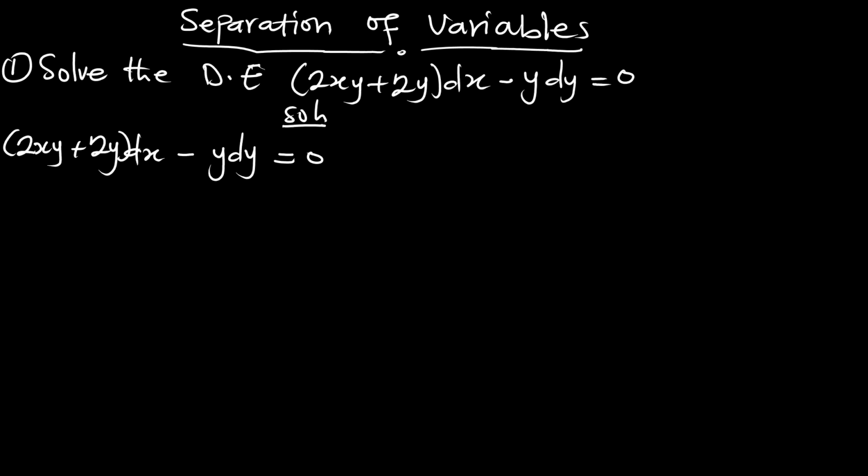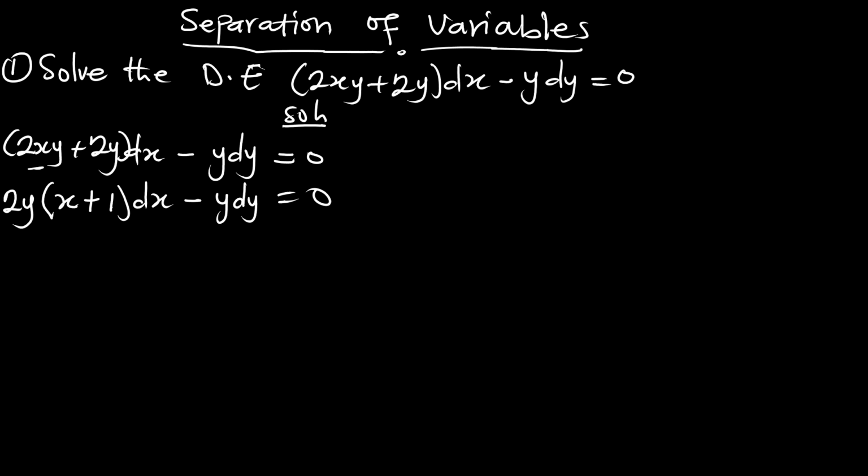So we have to separate them, leaving the y on one side of the equation and the x on the other side. With this, we can do factorization by factorizing 2y out. Then we are left with 2y(x + 1) dx - y dy = 0. So what can we do? We have to now move all the y.